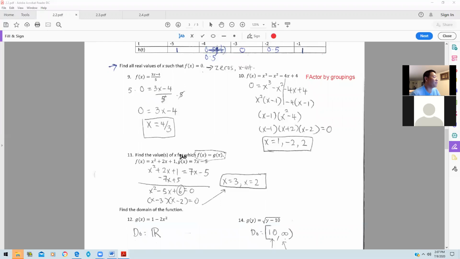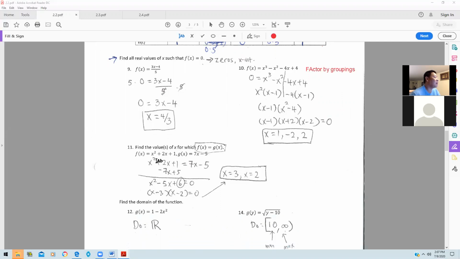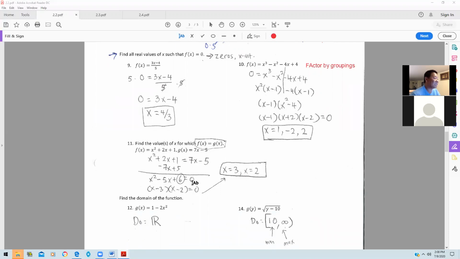11 is asking us to figure out what is the value of x when f of x equals to g of x. So what we do here is we are given 2 functions here, we just make them equal. So once you make them equal, like x squared plus 2x plus 2 equals to 7x minus 5, we begin to make this equal to 0 because this is a quadratic. Quadratic means you have power 2. So I will subtract 7x and plus 5, and then I will get x squared minus 5x plus 6.